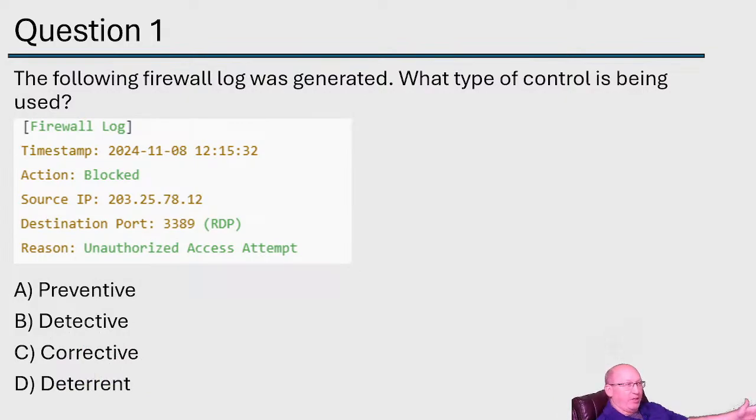Let's get started with question number one. The following firewall log was generated. What type of control is being used with this? We see our firewall log at 2024-1108. Action is blocked. Of course, we have that source IP address, and then it looks like it's using RDP. What type of control is being utilized?